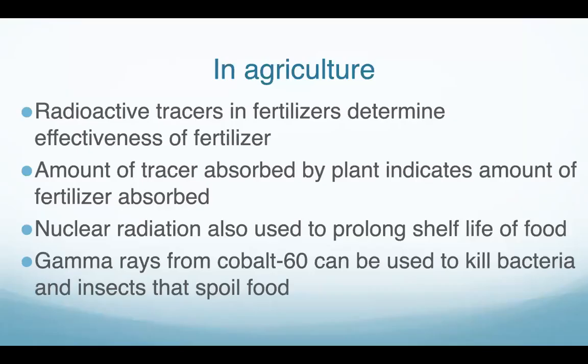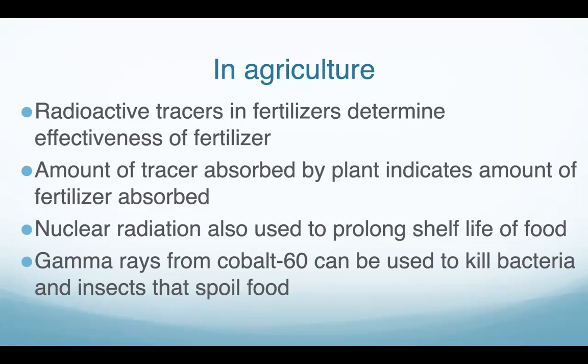Okay, so you could see based on using the tracer there that one of her kidneys wasn't filtering the tracer out efficiently. So then they can identify problems that way. And finally, in agriculture, radioactive tracers in fertilizers can determine the effectiveness of a fertilizer. An amount of tracer absorbed by a plant indicates the amount of fertilizer absorbed. So it's the same kind of concept as in medicine.